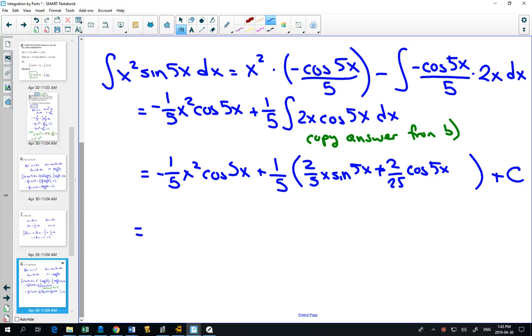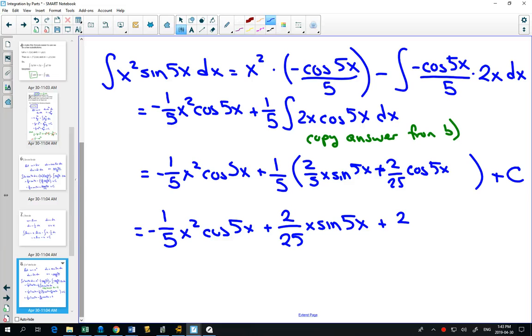So our final answer is negative 1/5 x squared cos 5x plus 2/25 x sine 5x plus, distribute the 1/5, 2 over 125 cos 5x plus c.